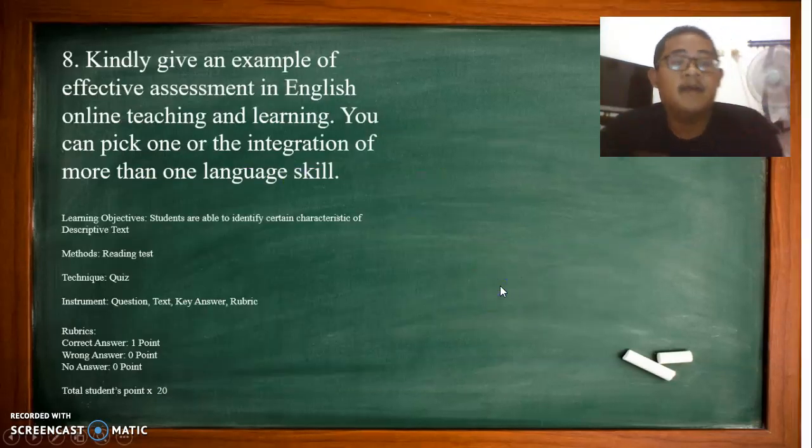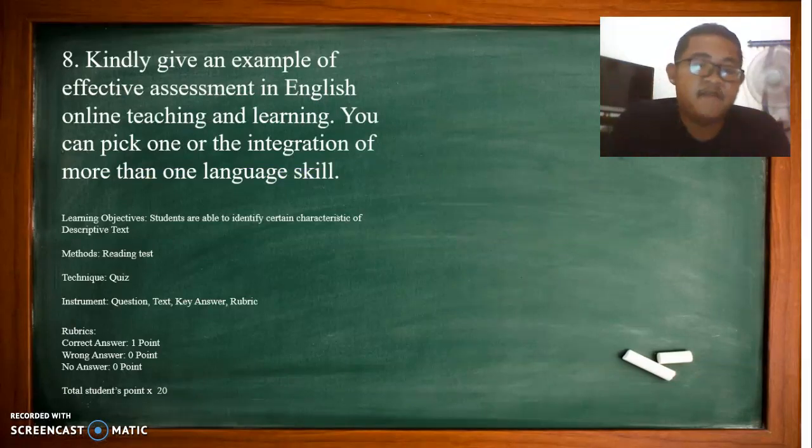Number 8. Kindly give an example of effective assessment in English teaching and learning. So you can pick one or the integration of more than one language skill. This effective assessment uses the learning objective: students are able to identify a certain characteristic of the teaching type. It uses the reading test method, and the technique is quiz. The instrument used is question, text, key answer, and rubric.